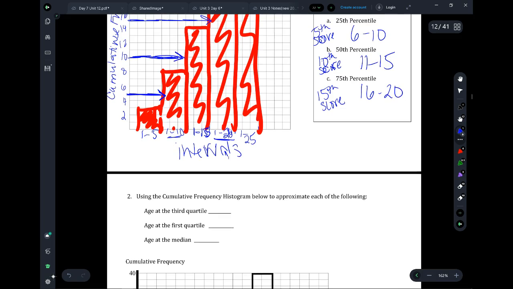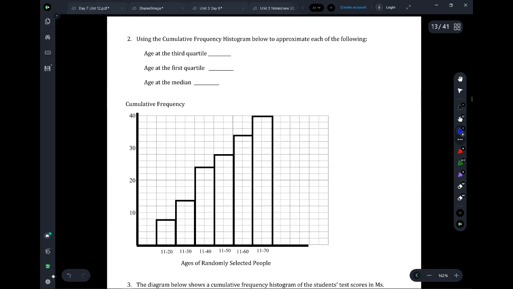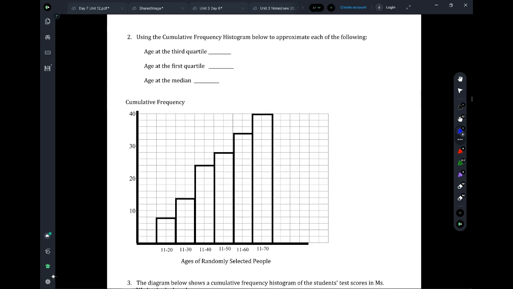All right. So here's another one that we can practice on. The graph is already done for us. Since this is a cumulative frequency table, which is what it's labeled as, we know that there are 40 total people because that bar goes up to 40, so 40 total.